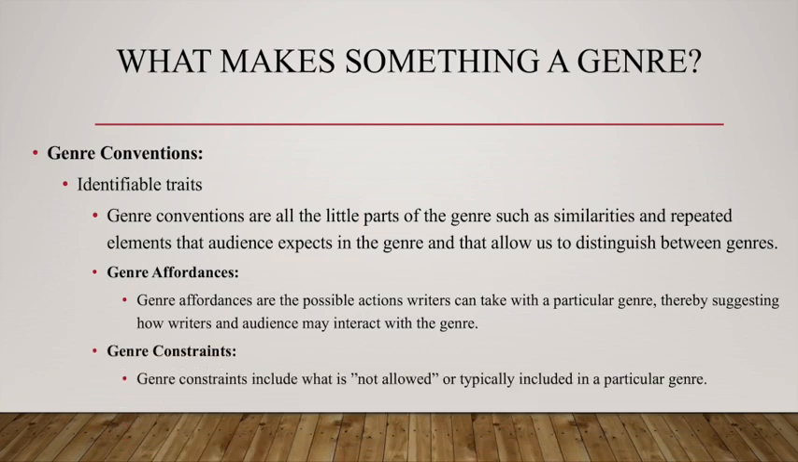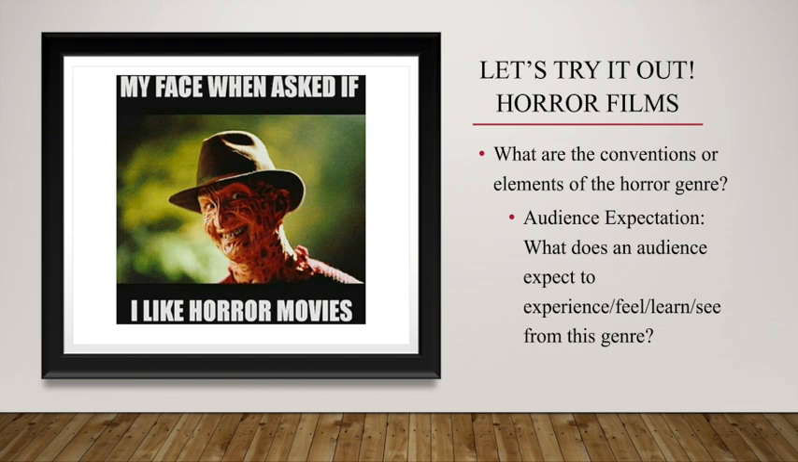And along with affordances are constraints. And these are things that we think of that when we're working inside of a particular genre, those constraints include what is, quote unquote, not allowed or typically included in a particular genre. And as we walk through this, we can kind of loop these concepts in, conventions, affordances, and constraints when we look at this idea of genre. So let's play with it a little bit.